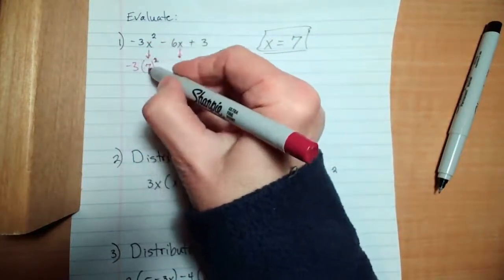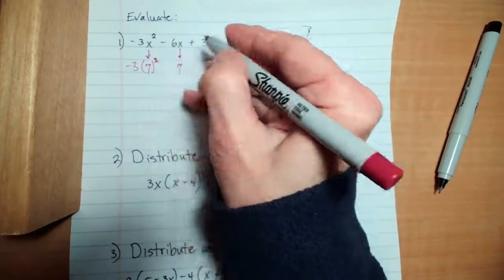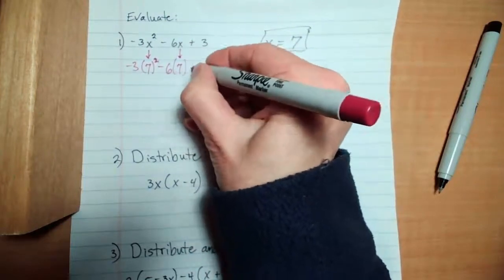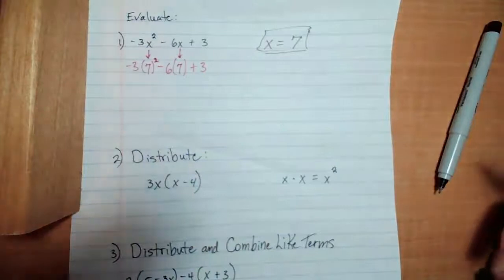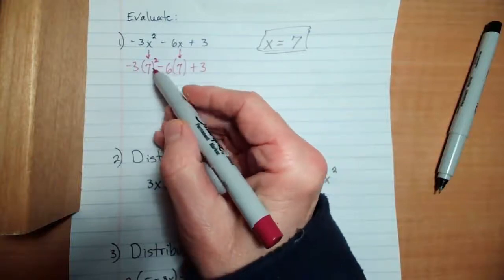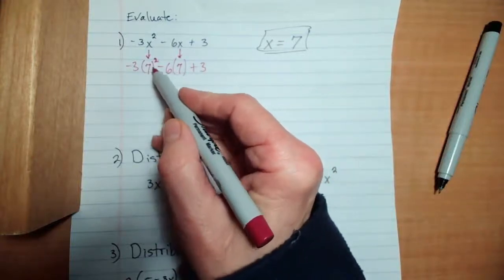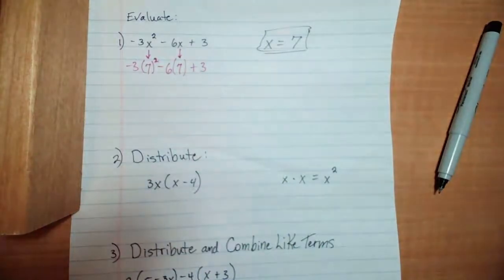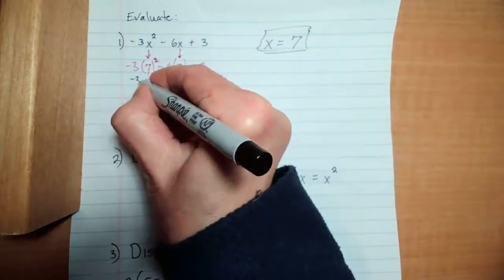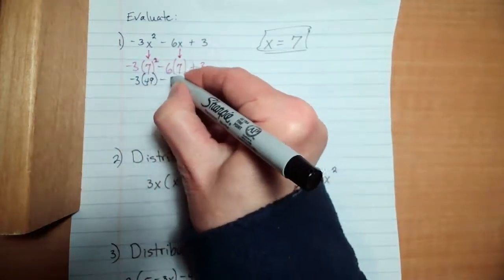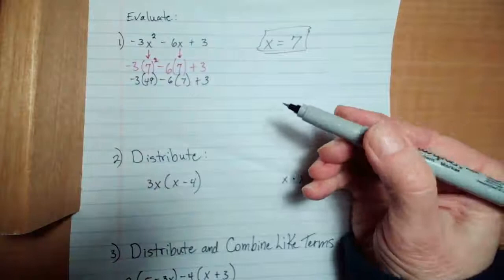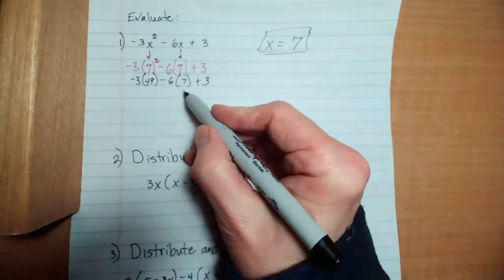So this is negative 3 times 7 to the second power minus 6 times x, or 7, plus 3. So we follow our order of operations. We have parentheses, but these parentheses really are multiplication. So the first step that we're going to do is our exponent. 7 to the second is 7 times 7 is 49. We'll bring down our negative 3 minus 6 times 7 plus 3. We've done our exponent. Now we have multiplication, subtraction, multiplication, addition.